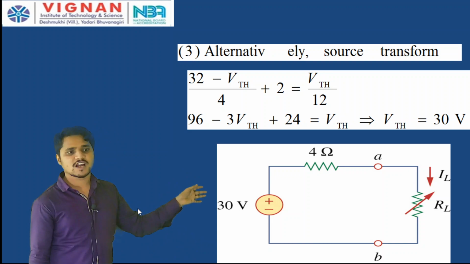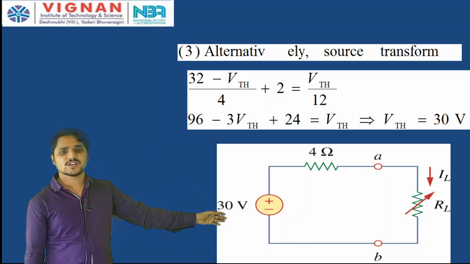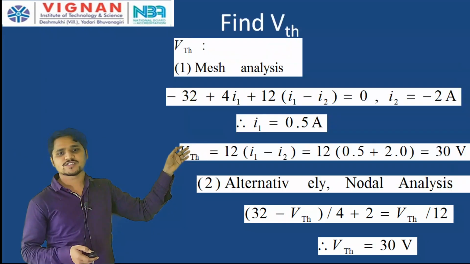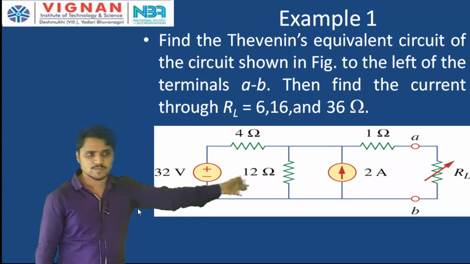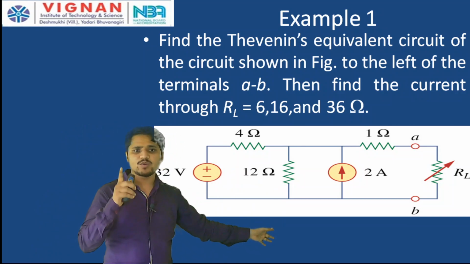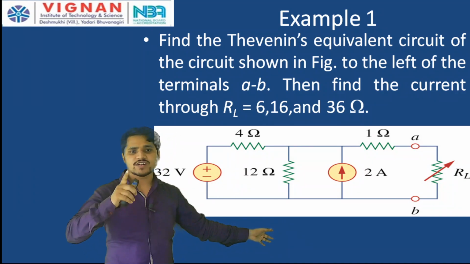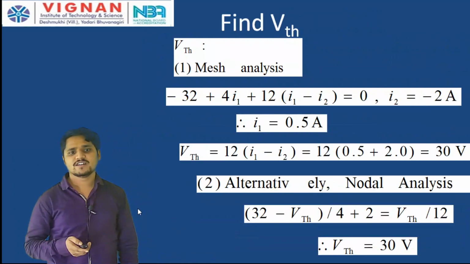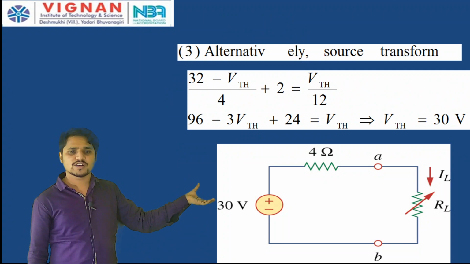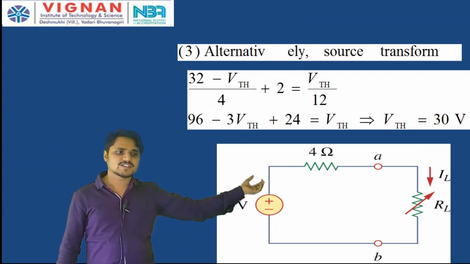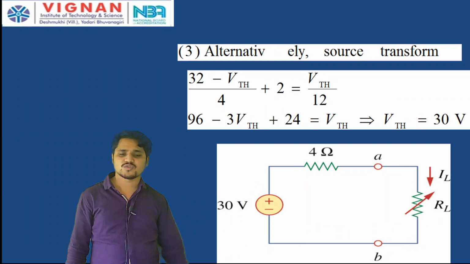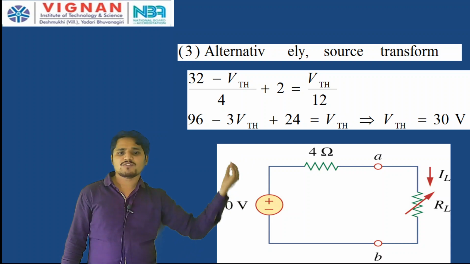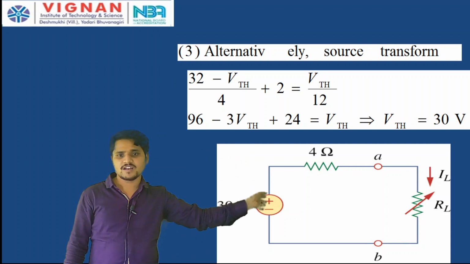So this is the Thevenin's equivalent circuit for the given network. The entire given circuit is replaced by only one voltage source and one resistance in series with it. Thevenin's voltage is 30 volts, that is the open circuit voltage. Thevenin's resistance is 4 ohms, the input resistance seen from the terminals. Now we reconnect the load resistance RL that we removed.